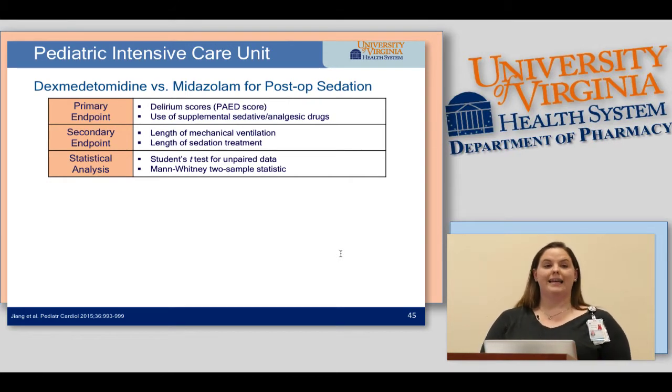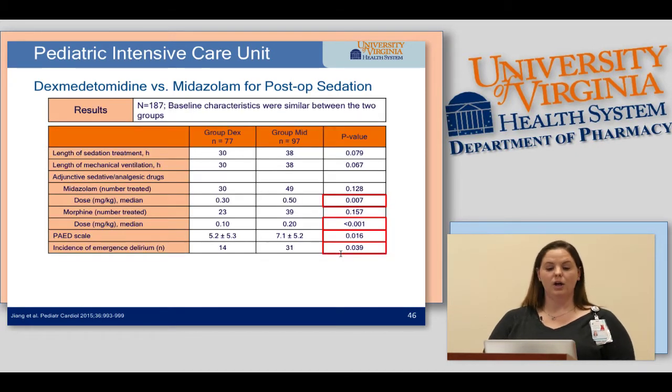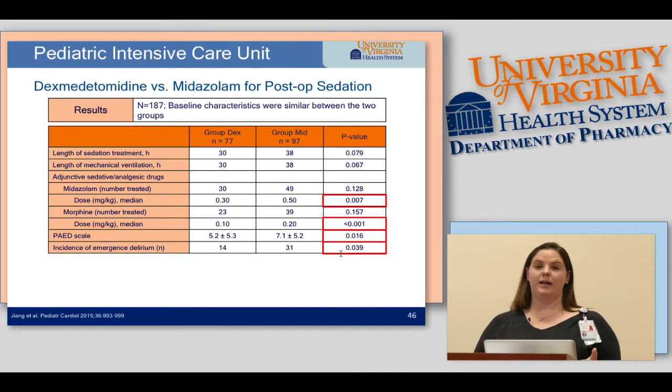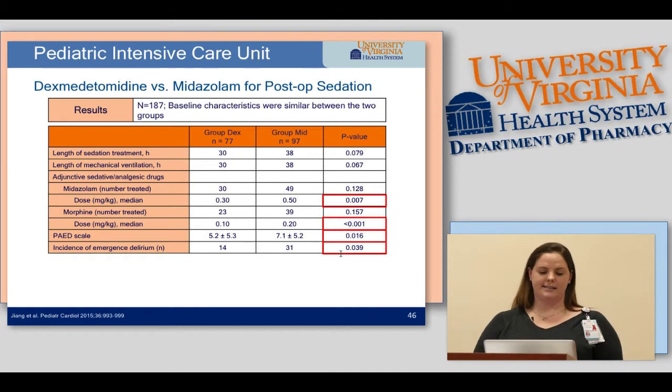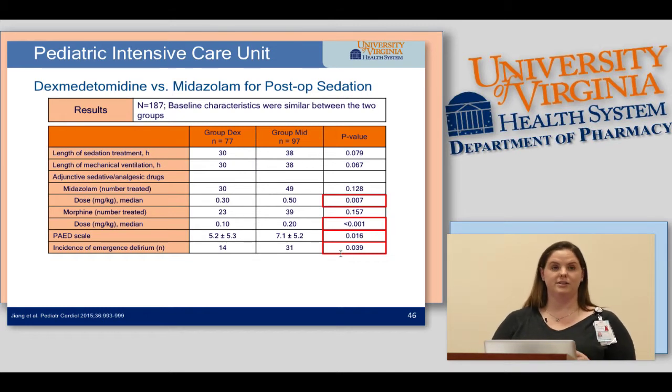They also were looking at length of mechanical ventilation as well as length of sedation treatment. So this patient population included 187 patients. Baseline characteristics were similar between the two groups. So for the dexmedetomidine group, you can see that the length of sedation treatment was not statistically significantly different between the dex and the midazolam group. The length of mechanical ventilation was not statistically significantly different. However, when you go down to the doses of midazolam and the doses of morphine, you can see a statistically significant difference between the doses that were received in these patients.